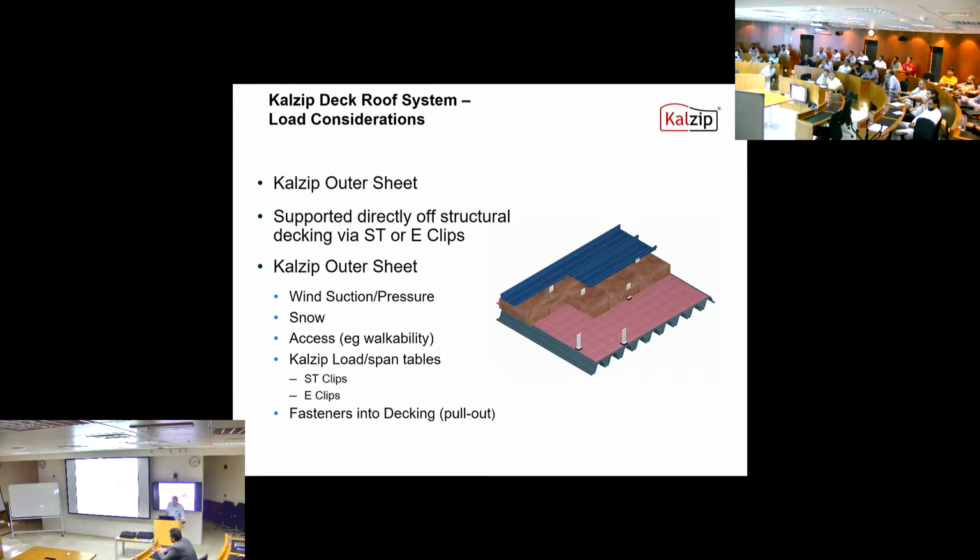Access, walkability. We have different load span tables because we do two types of halter clips, so there's a slight difference in the structural performance. And another consideration is the fasteners into the structural deck, because if the deck is quite thin, then we have to make sure the fasteners function correctly in terms of wind suction.